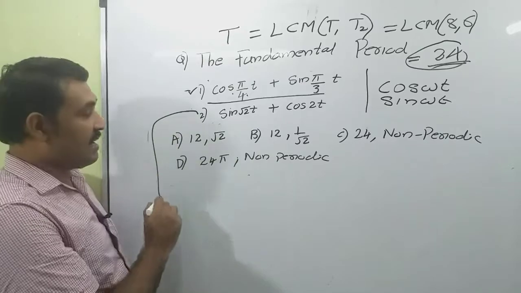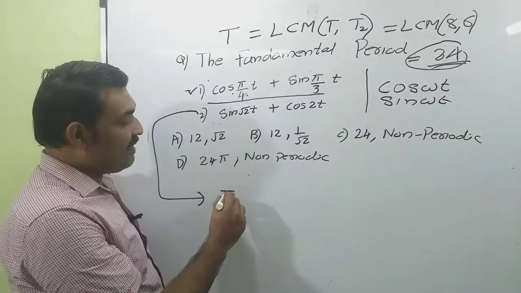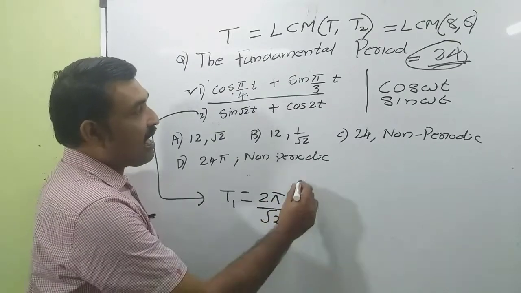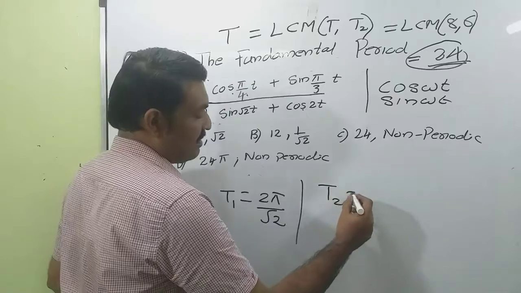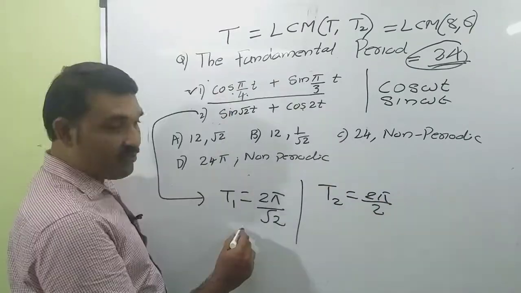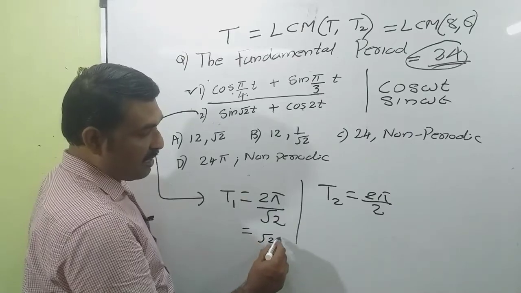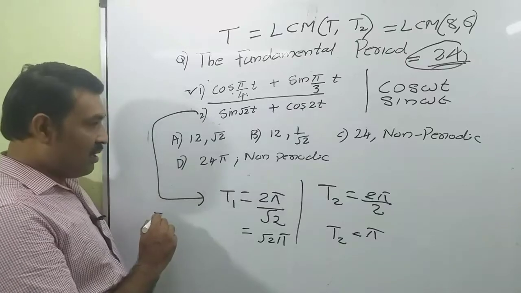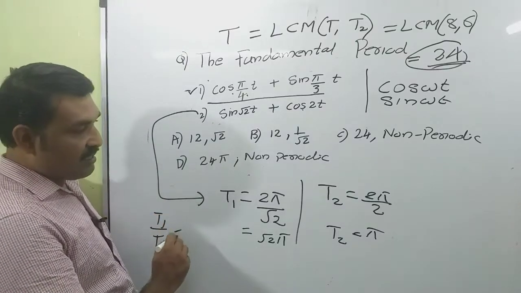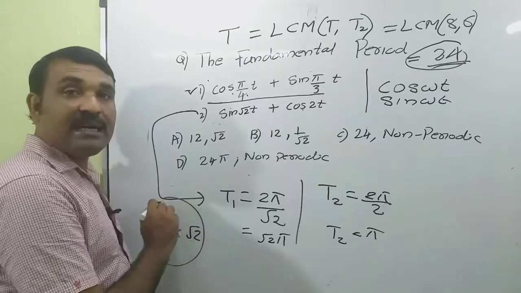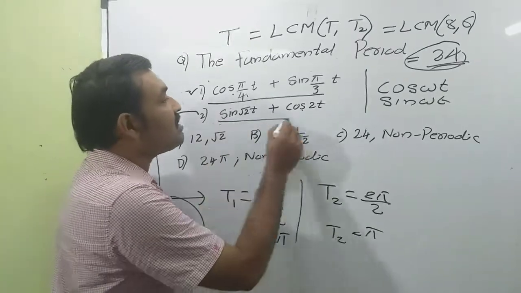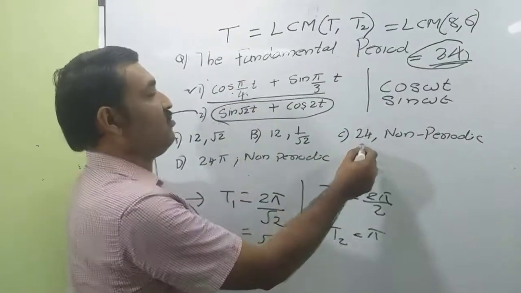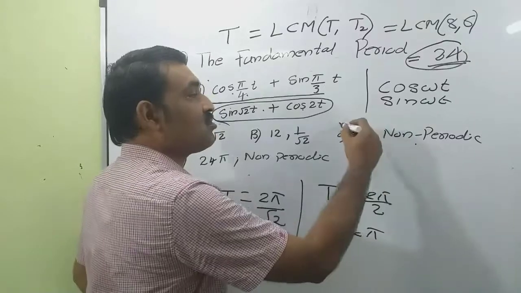Now, consider the second question. Here, T1 is equal to 2 pi by root 2 and T2 is equal to 2 pi by 2. So, T1 is equal to root 2 pi and T2 is equal to pi. Now, the ratio T1 by T2 is equal to root 2. This is not a rational number. So, this is not periodic. So, our option is the period of first signal is 24 and second signal is non-periodic. So, C is the correct option.